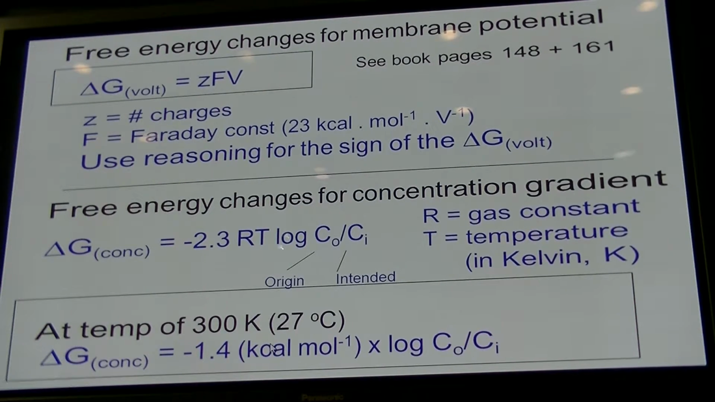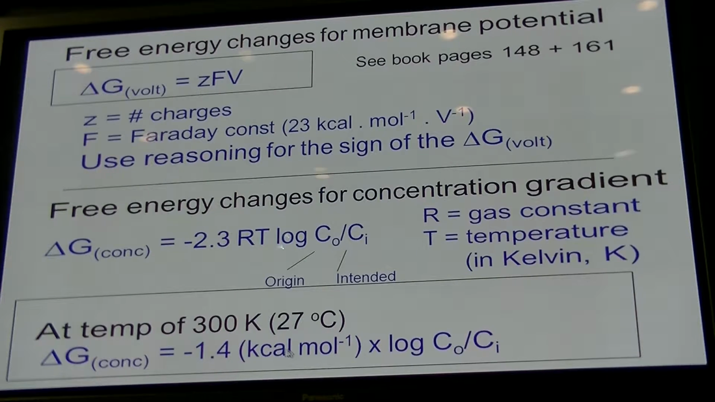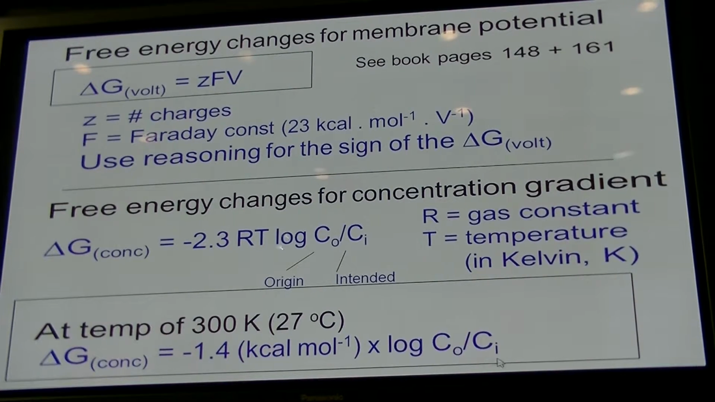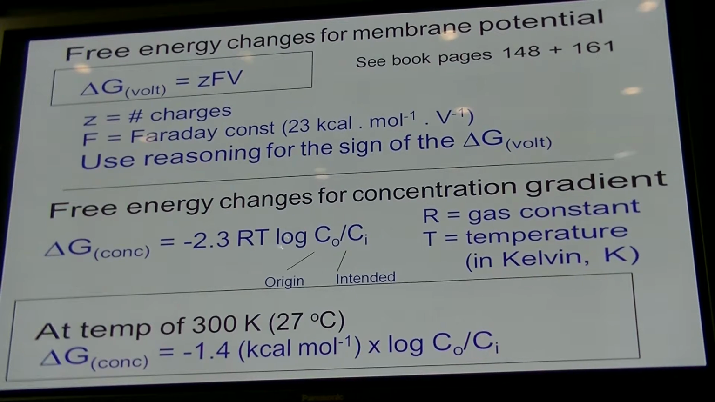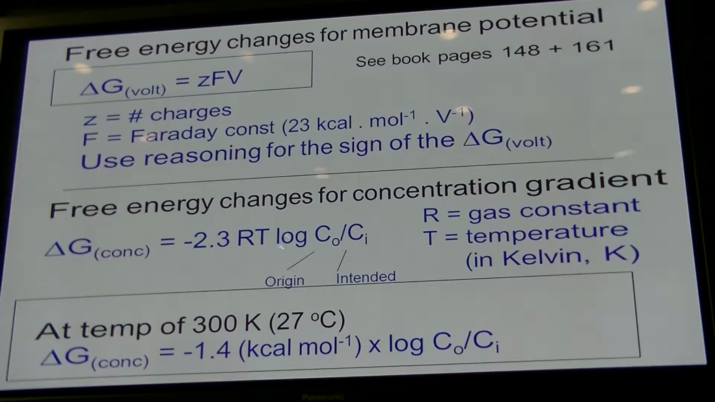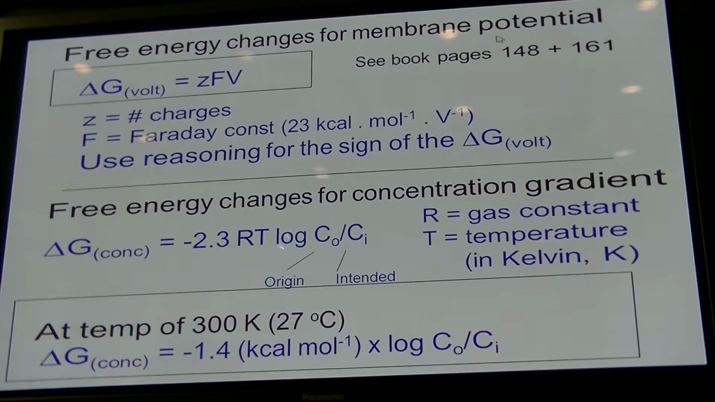Negative 1.4 kilocalories per mole is a number that will come back. So negative 1.4 kilocalories per mole times the log of a concentration ratio gives us an estimate for how much energy there is involved in the movement of a molecule over a membrane in response to a concentration difference. So let's just look at some examples and make this work. If you want to read more, you can also read in the book.